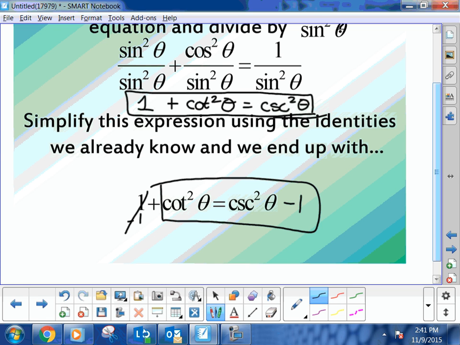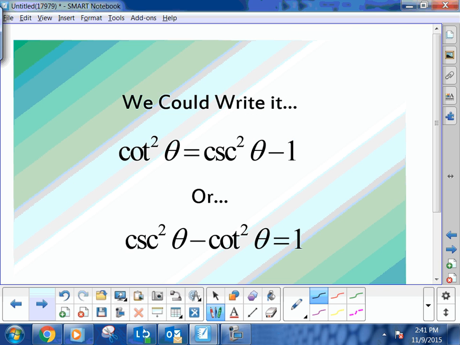I'm actually going to achieve our very last one. So our last result is going to be this one, the one at the bottom. Cosecant squared theta minus cotangent squared theta equals 1. And that's our last important trig identity.